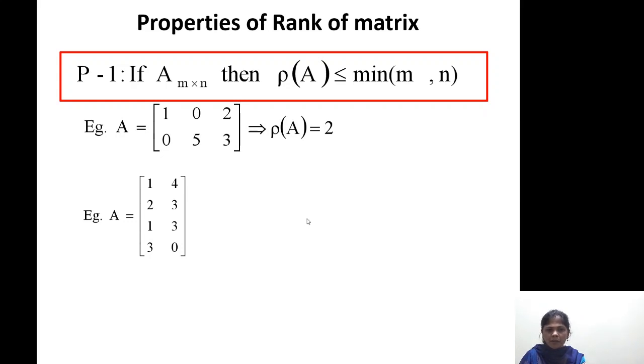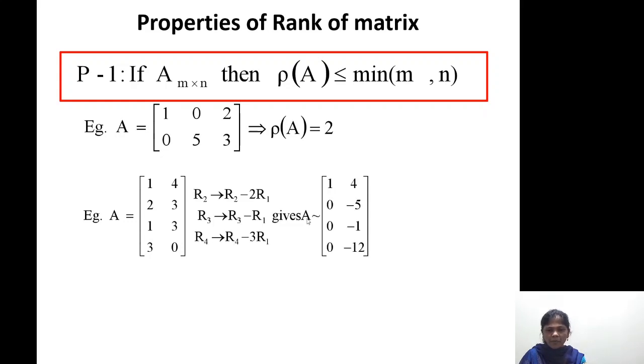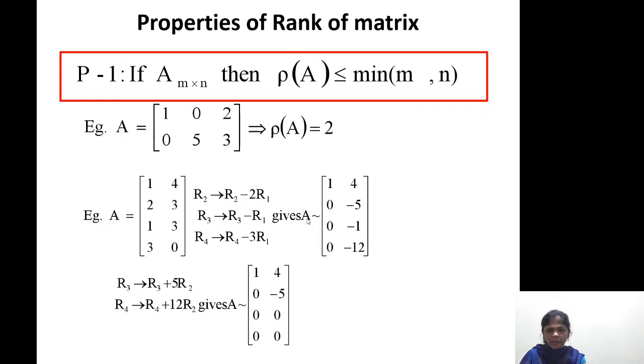Let us take another one. This is a matrix of order 4 by 2: 4 rows and 2 columns. The minimum is 2. Hence, the rank of this matrix has to be less than or equal to 2. Let us see whether we get the rank less than or equal to 2 or not. So, we will perform the set of operations. After applying this set of operations, we find an upper triangular matrix, count the number of non-zero rows, which we get as 2. Hence, the property gets satisfied.